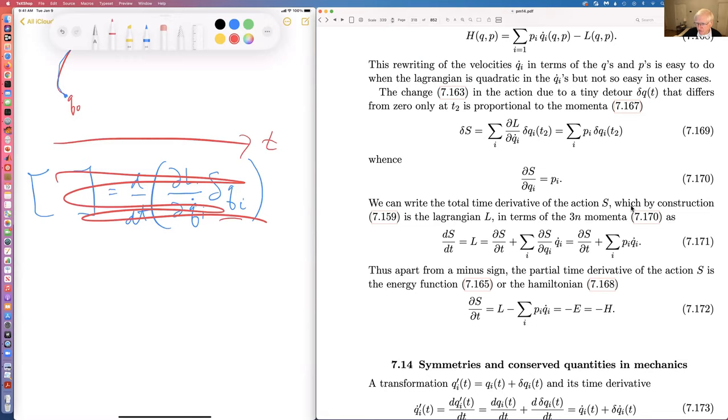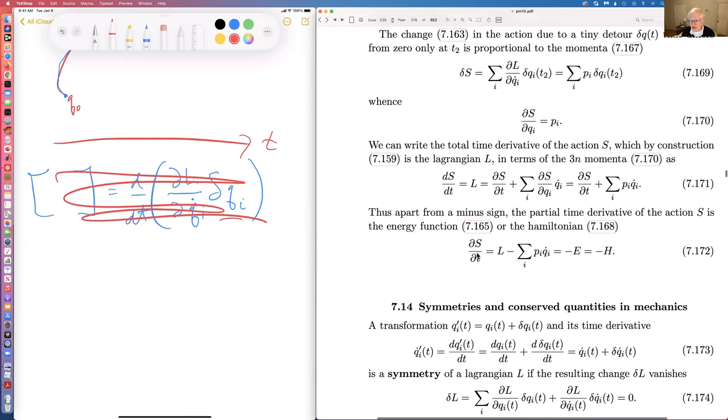The total time derivative of the action is then the Lagrangian, which is the partial, and then all these partial derivatives. And that is then this partial plus Pi Qi dot. All right, something a little bit puzzling about that, so I'm not going to dwell on that. In any event, apart from a minus sign, the derivative of the action is L minus Pi Qi dot, or it's minus the Hamiltonian.